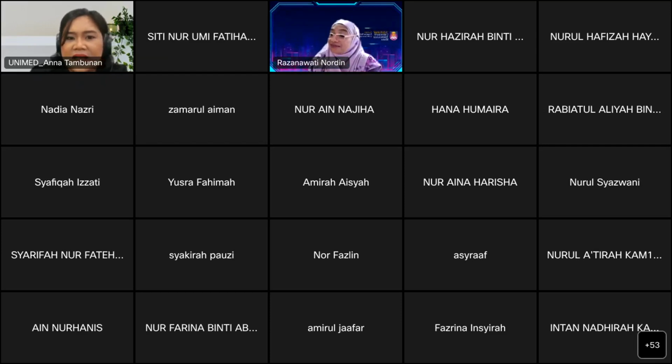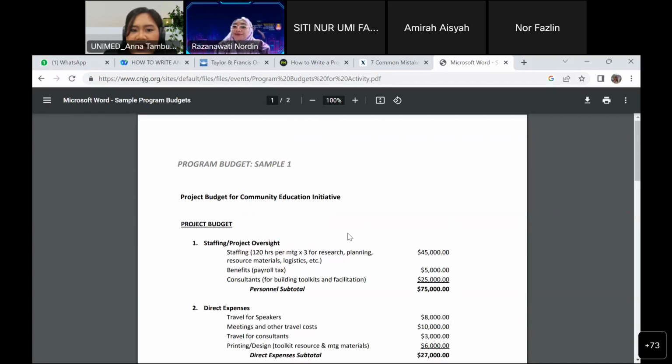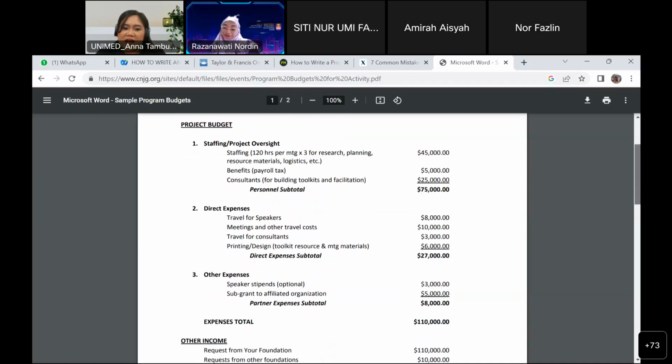Yeah, something like this. Let me share first. This is I get from the internet actually. Oh, where is it? Okay, this one. Ah, there you go. Project budget for community education initiative, something like this. Now, this is for the personnel, and then direct expenses, and then other expenses.